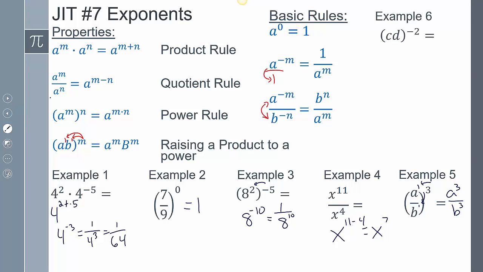And example number 6, if I imagine this c and d both have to the 1st power, this negative 2 is almost being distributed to both, and so I get c to the negative 2nd, d to the negative 2nd. Then I can go back to this basic rule here. This is going to get flipped over the divisor, and so I get 1 over c squared d squared.